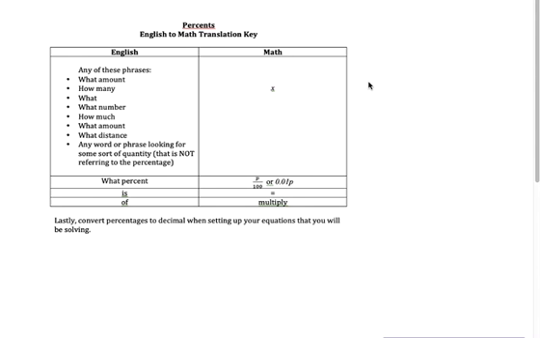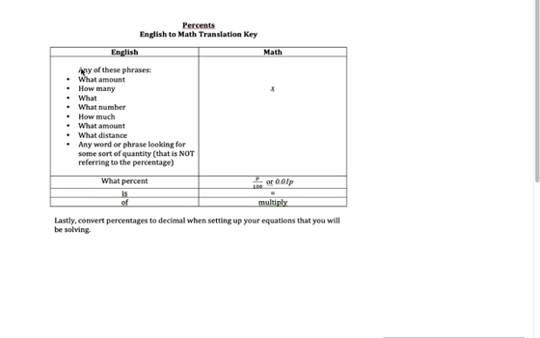If you remember, in an earlier section, you learned how to translate English into math. With these percent problems, you're going to be doing the same thing. You're going to be translating English into math and creating equations that you're going to solve. This is the key that I want you to use.